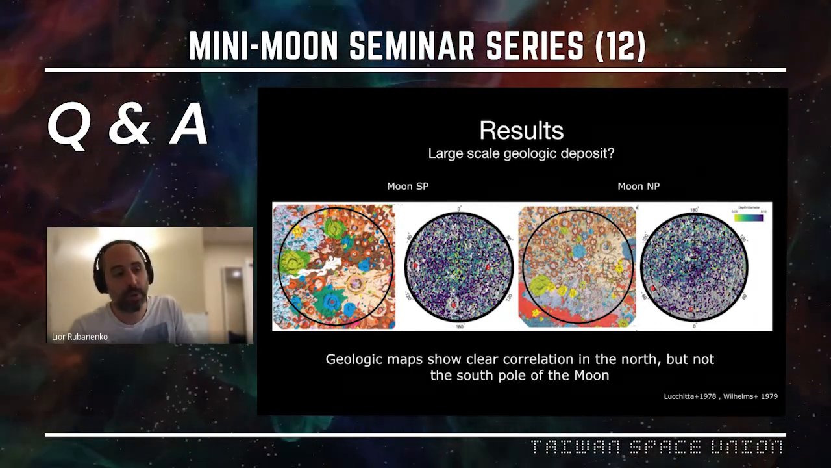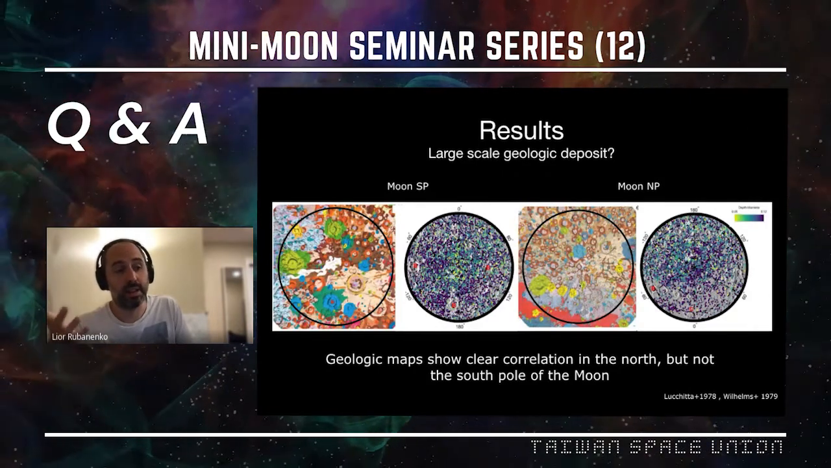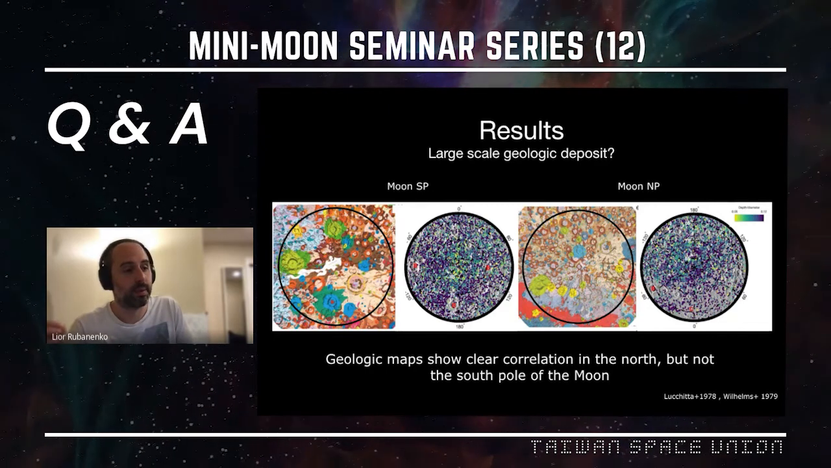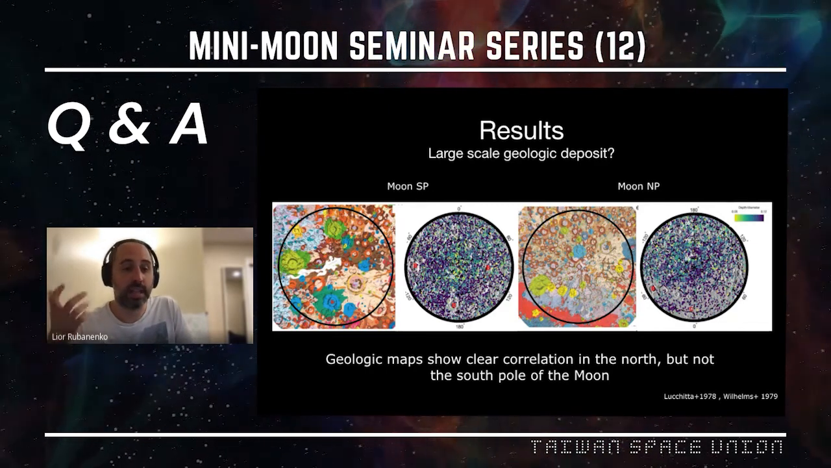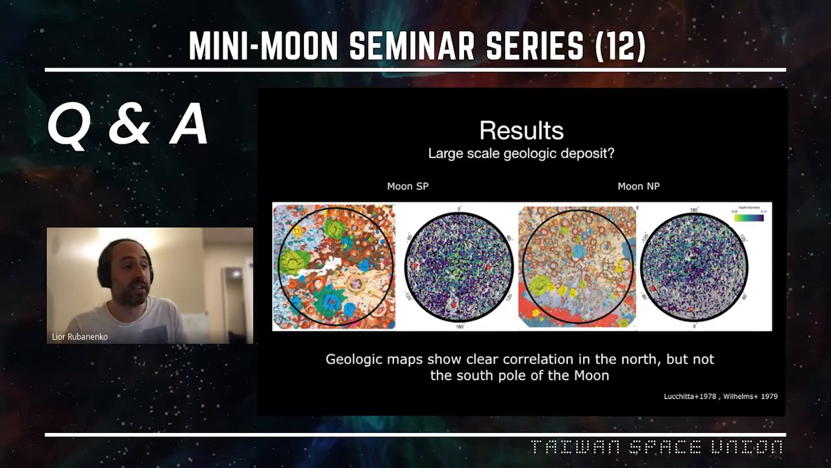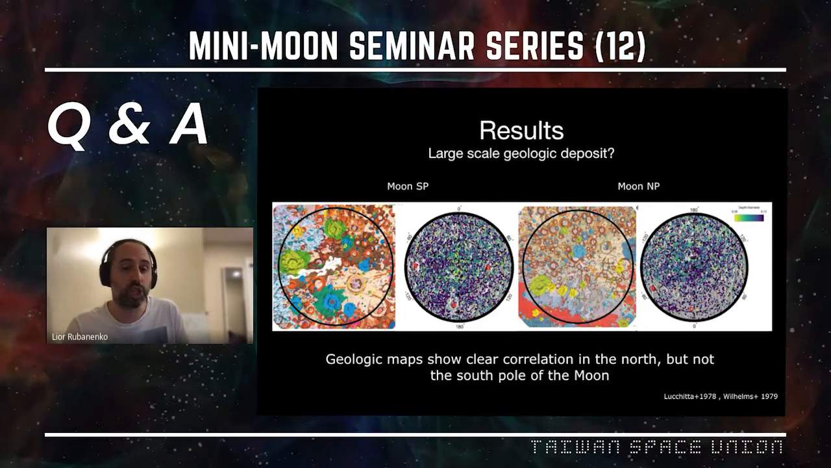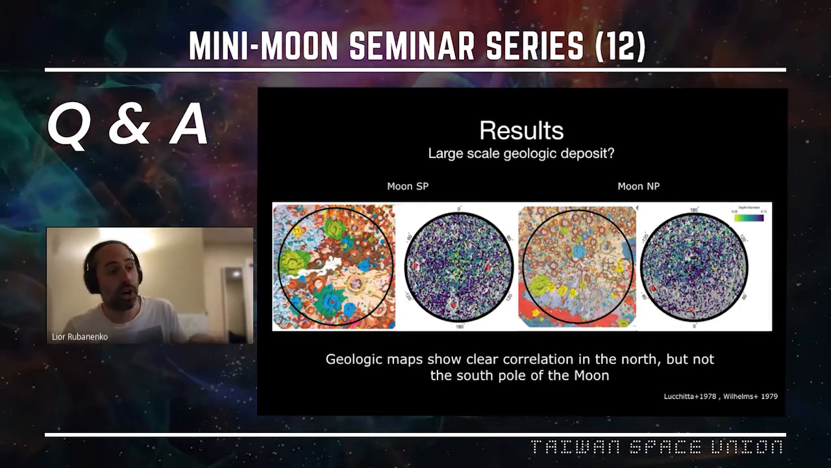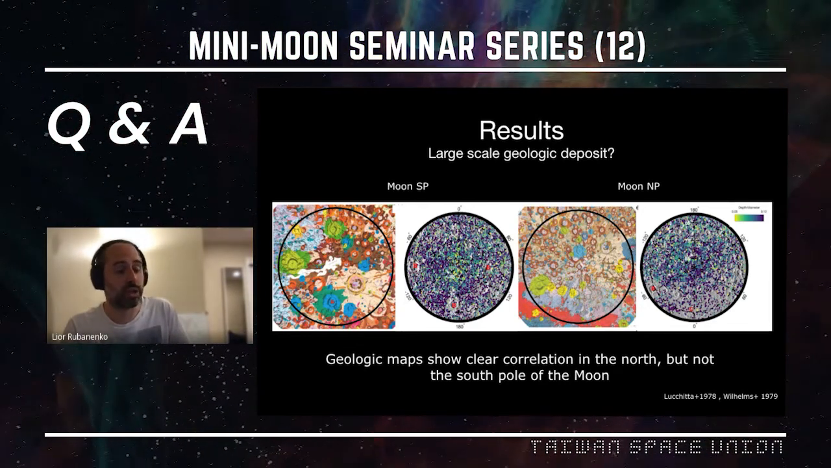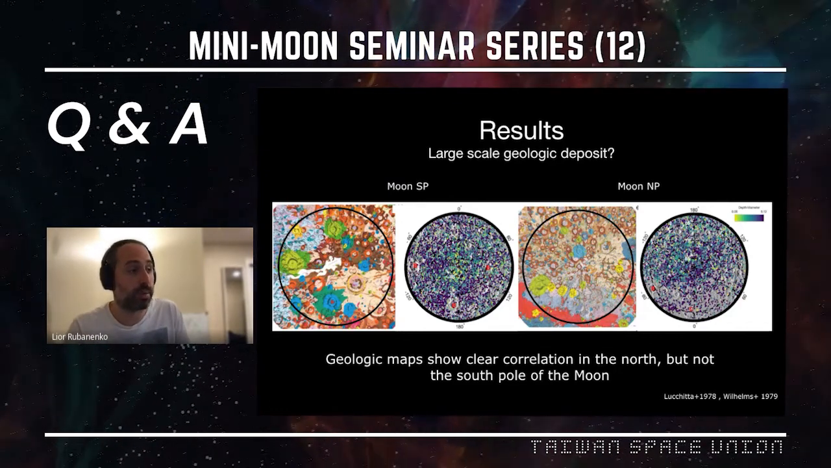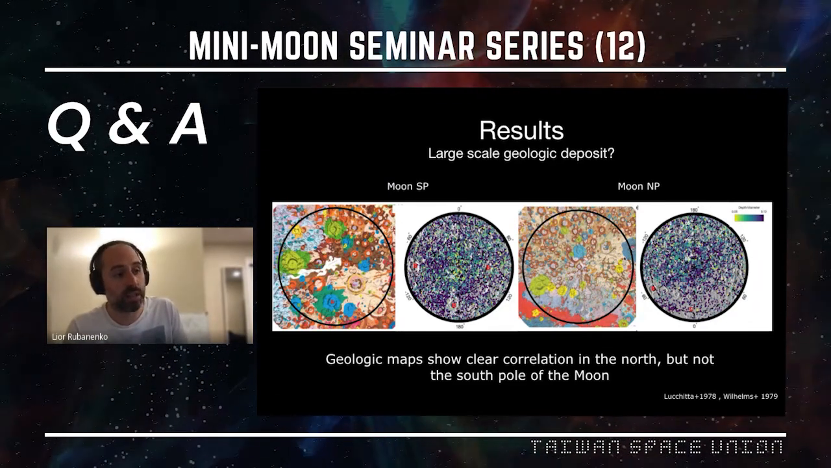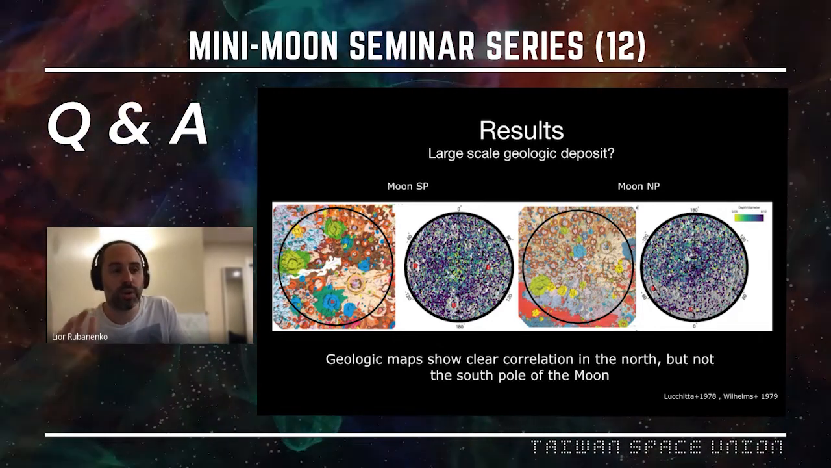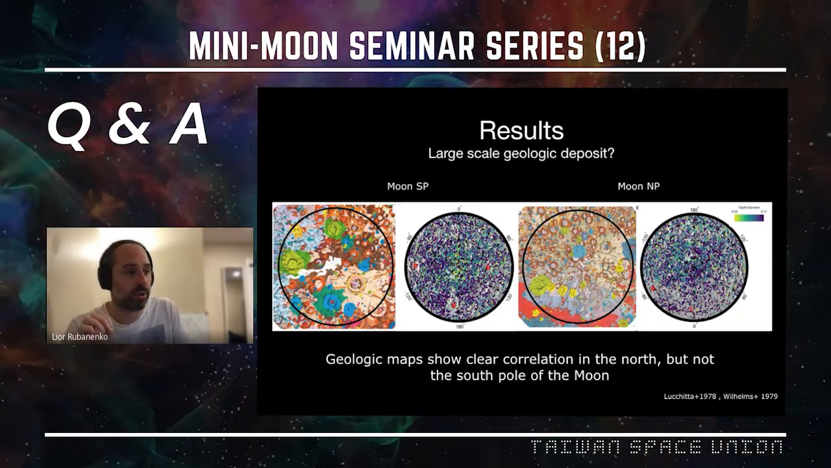And one idea that we had is that the material deposited by this basin was so hot that it changed the thermal environment of the North Pole relative to the South Pole significantly, causing maybe the destruction of cold traps near the north, but not near the south. So this is one idea. I'll just say that we are not really sure about what's going on in the north.